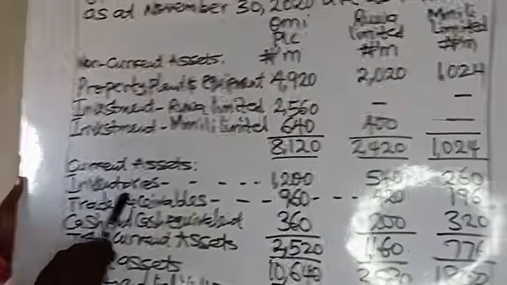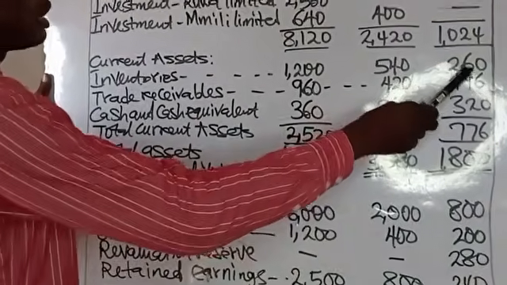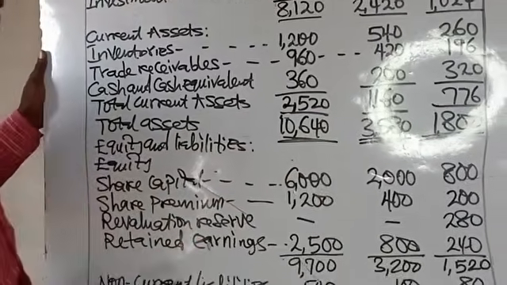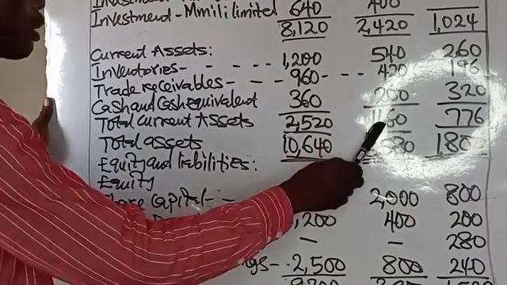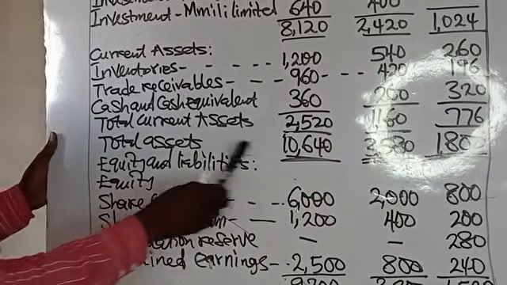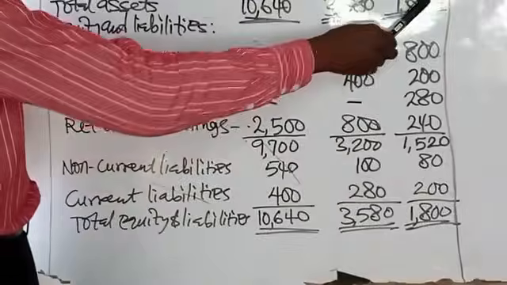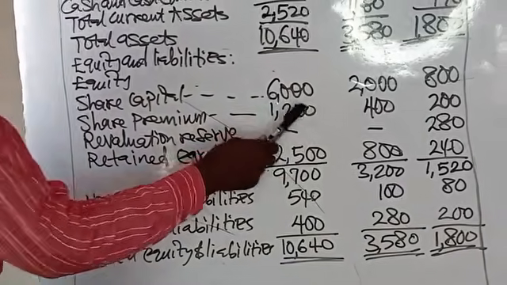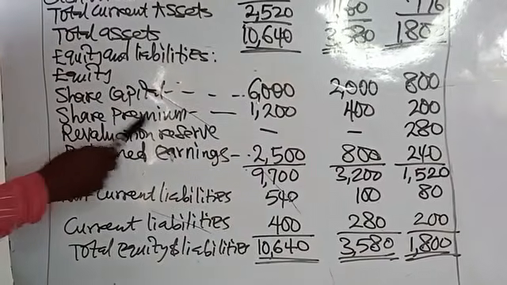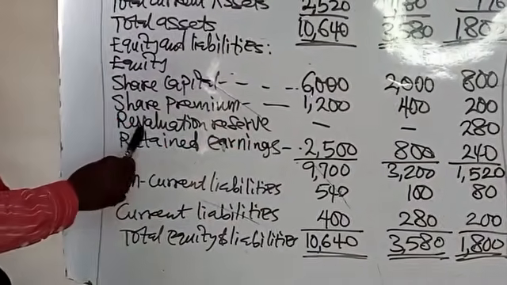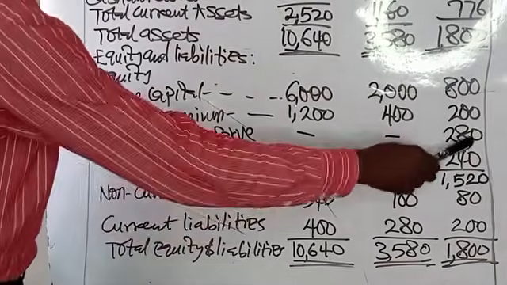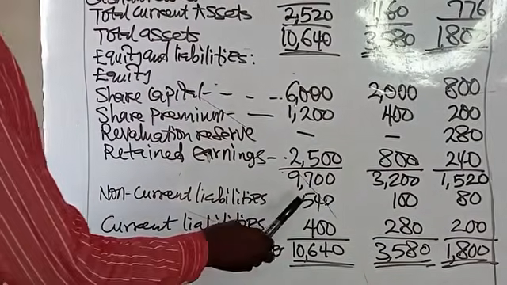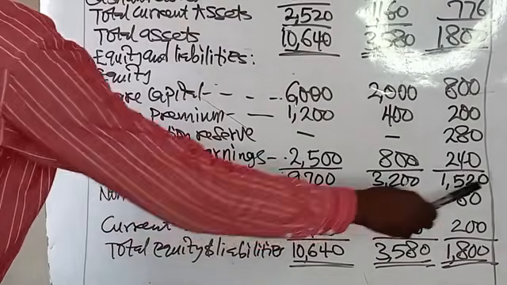Trade receivables, 960, 420, 196. Cash and cash equivalents, 360, 200, and 320. Total of current assets, 2,520, 1,160, and 776. Total assets, 10,640, 3,580, and 1,800. Then we have equity and liabilities. Equity, share capital, 6,000, 2,000, and 800. Share premium, 1,200, 400, and 200. Revaluation reserves, nil, and 280. Retained earnings, 2,500, 800, and 240. The total of the equity is 9,700, 3,200, and 1,520.